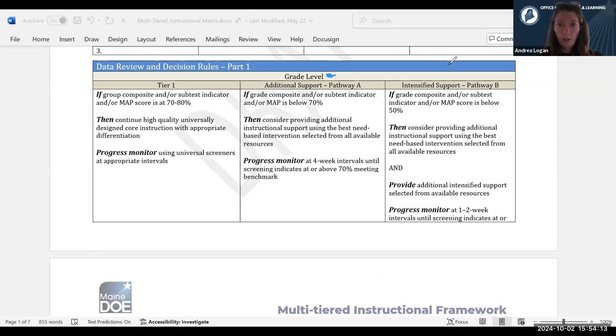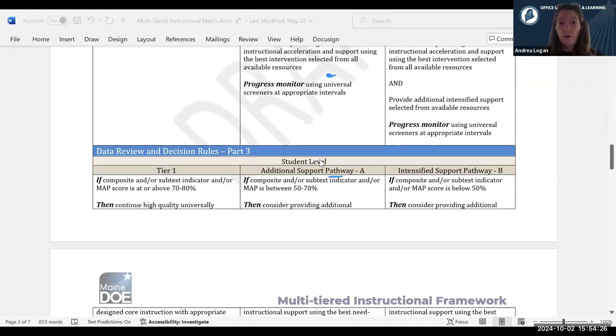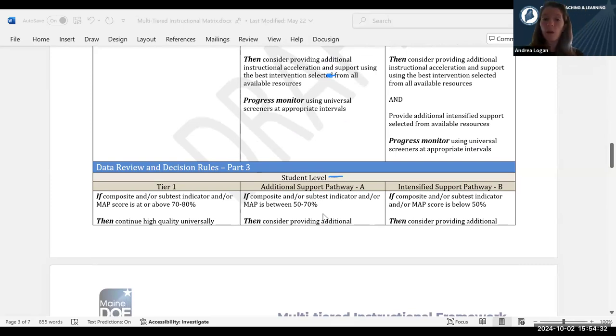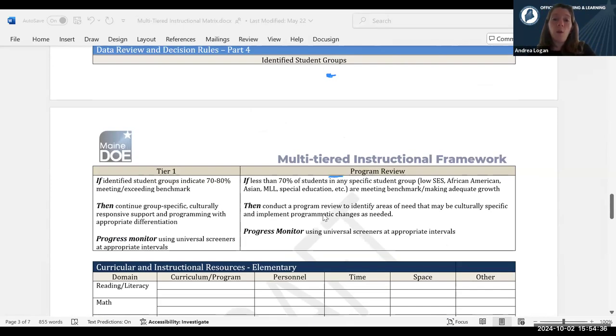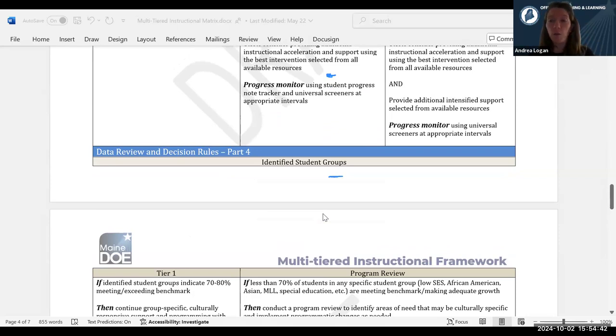And apparently I can't annotate and scroll. There's a class level, which is right here, and that would be considered part two of data review and decision rules. And then there's a student level, which is, oh, see that? The annotation stays right there. There's a student level data review and decision rules. And then we scroll down even farther, and you'll notice that there are identified student groups, which would be part four of data review and decision rules. You would go through multiple layers of data review and decision rules until you have met the needs of all of the learners that you are serving, right down to your identified student groups.